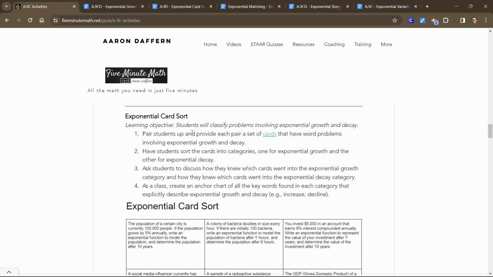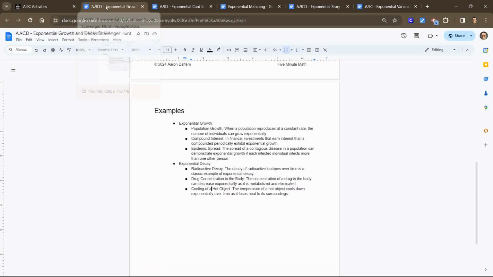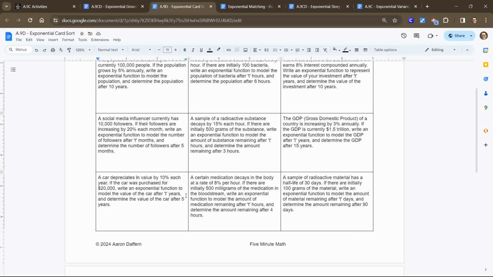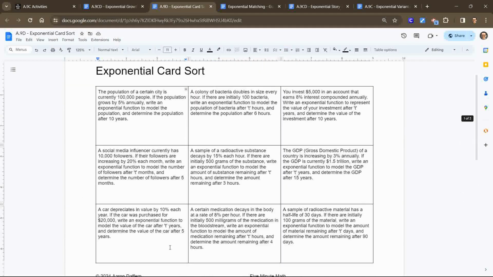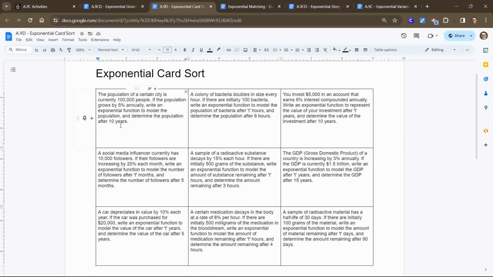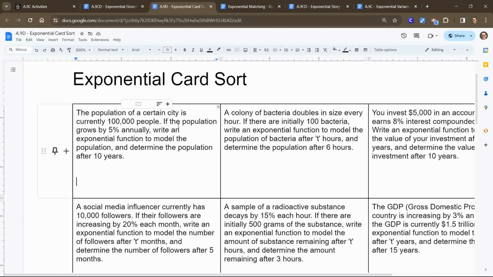Because they're going to have to either add or subtract that from 1. So what we're wanting to do is provide them a set of cards. And so here is our set of cards right here. And you'll see we got 9 here, got 5 here, so for a total of 14. And it's not necessarily a memory match. All we're doing is reading the problem and trying to understand, is it exponential growth or is it exponential decay? And how do you know?